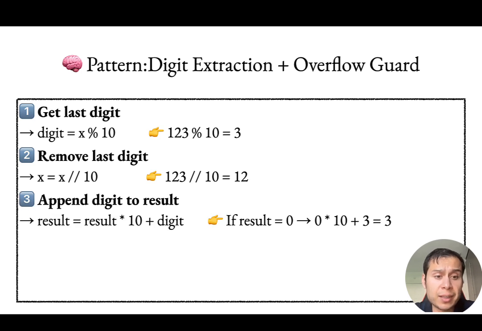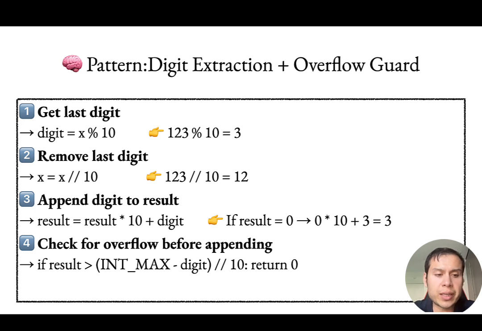And then we will append the digit to the result. We usually start the result from 0, and then we add our digits to the result using this pattern: result is equal to result times 10 plus digit. So if the result is 0, that's our first round: 0 times 10 plus 3, the first digit that we got, is equal to 3. In the second round, the 3 is going to be 30. The third round is going to be 300. So it's going to append the digit to the result. That's one of the main patterns.